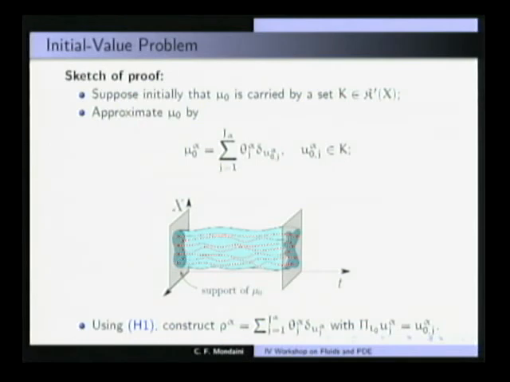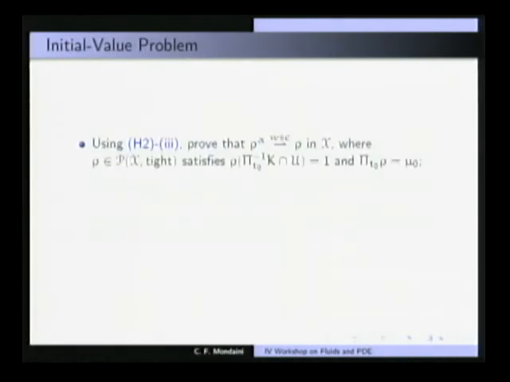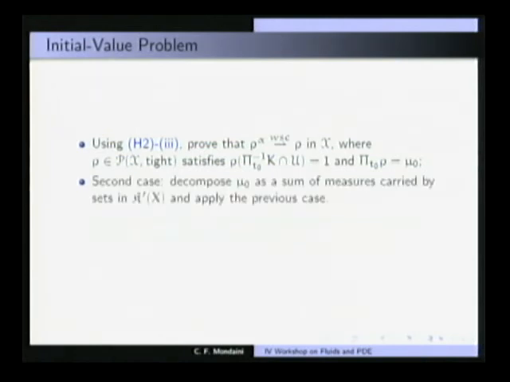this measure mu naught. But since we are requiring that first condition, which is a condition on the existence of individual solutions, for each point here we have a trajectory, so we can extend this measure in phase space to a family of measures in trajectory space, and then we use some compactness argument in the space of measures to obtain a limit measure rho, which is a trajectory statistical solution. The second case is obtained simply by decomposing your measure mu naught into a sum of measures which are carried by sets in K prime, and you apply the previous case.